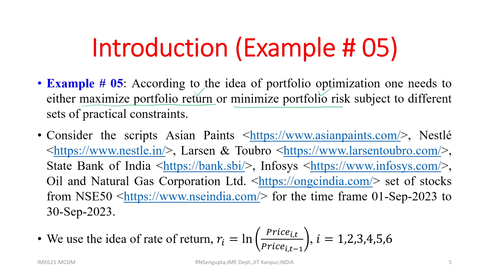Consider we are taking the scripts from NSE 50 for the time frame of 1st September 2023 to 30th September 2023, and I am only taking a few of them, not all. They are Asian Paints, Nestle India, Larsen & Toubro (L&T), State Bank of India, Infosys, and ONGC, as considered from NSE. They can be considered from BSE also, or other stocks from other countries, but I have taken this simple example. And I consider the returns, not the prices, based on the closing prices.